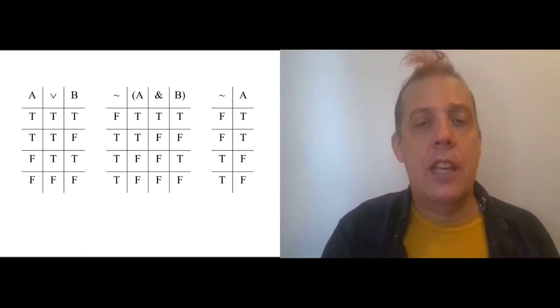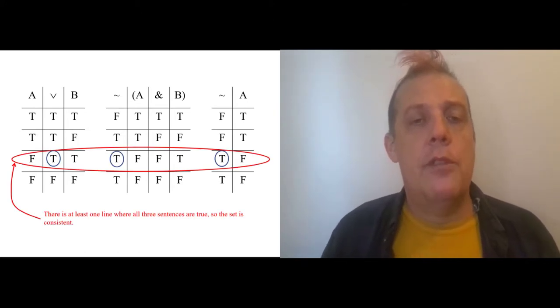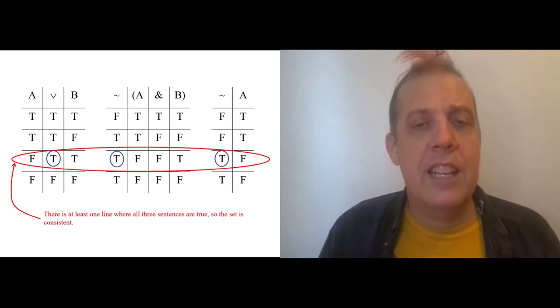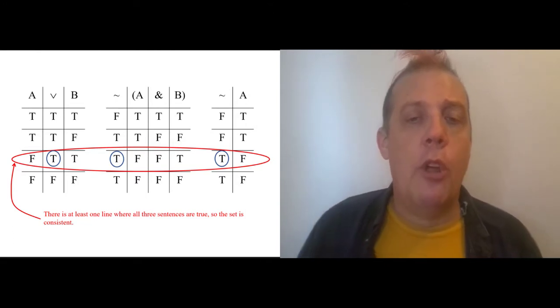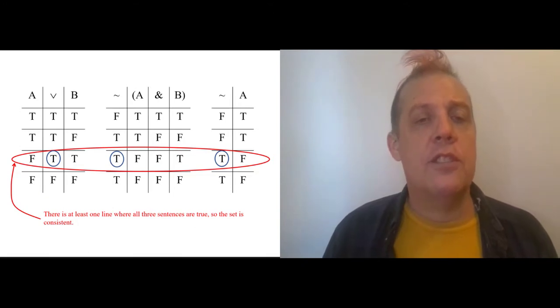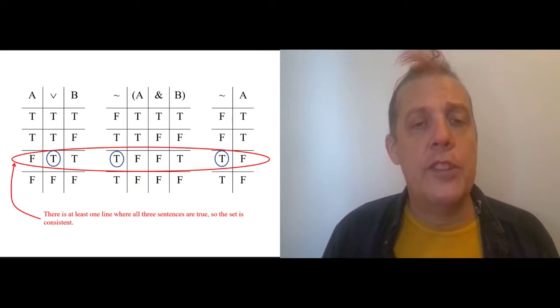Now what we can see is that on this third line, the truth value under the main connective for all three statements is true. That means that there's a possible universe where all three of these statements are true. So if you look at it, what's going on here is that this is the world where A is false and B is true. When that happens, all the sentences are true.